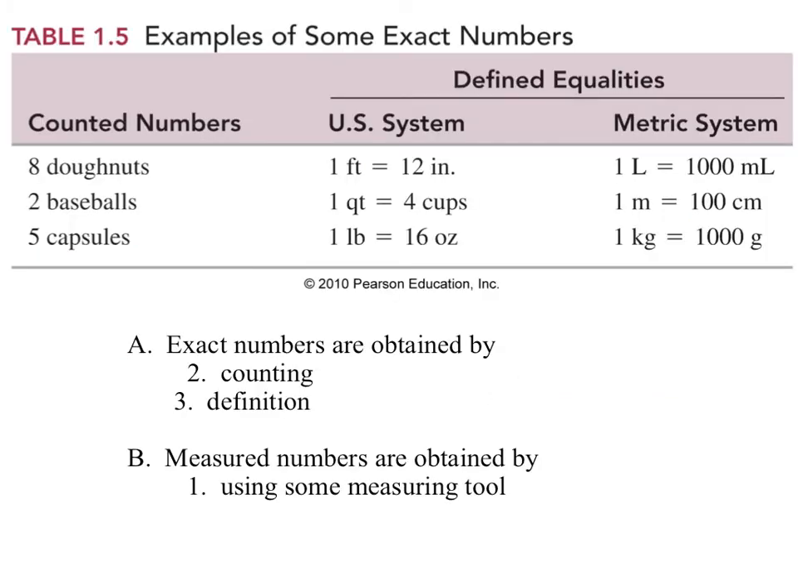Okay, let's take a look at this. Examples of some exact numbers. So exact numbers are obtained by counting or by definition. They are things that you will see in conversion. I like to call them conversion charts. Maybe sometimes like this. You should already have that in your head. 1 foot equals 12 inches. That came from counting the inches on a ruler that's 1 foot in length. Measured numbers are obtained by using some kind of tool to get there, okay? So these guys, equalities, I also like to call conversion factors.